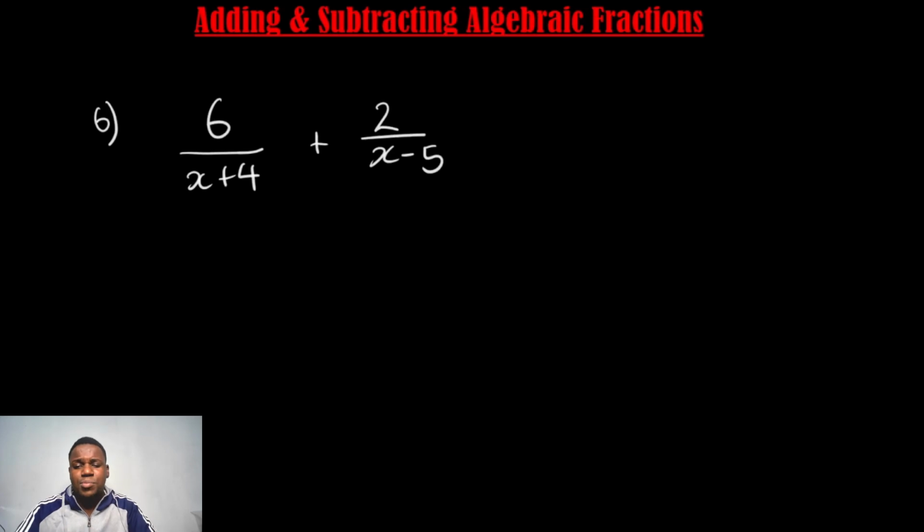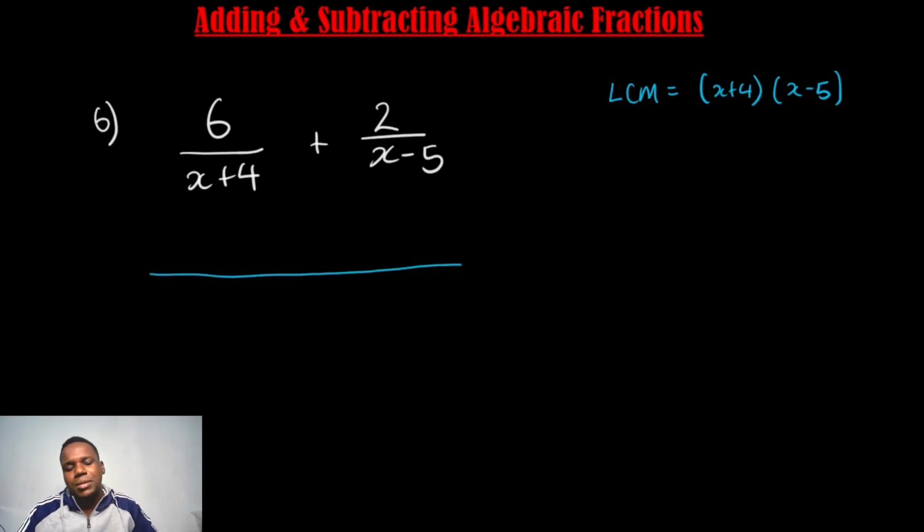So let's look at this problem now. So we have 6 over x plus 4 plus 2 over x minus 5. What is the LCM? So the LCM would be just both denominators put together, being multiplied. So x plus 4 times x minus 5, and we normally put them in brackets. So let's go ahead and simplify this problem.